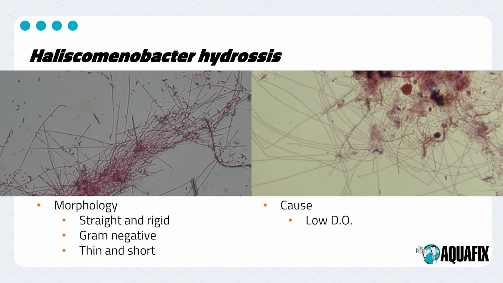Helicobacter hydrosis, or H. hydrosis, is a very straight, rigid, gram-negative filament.